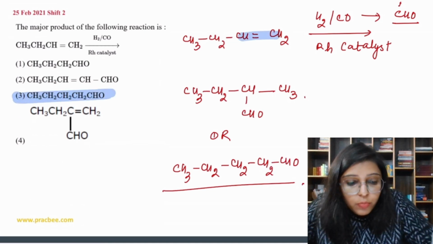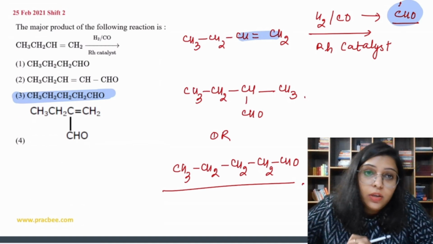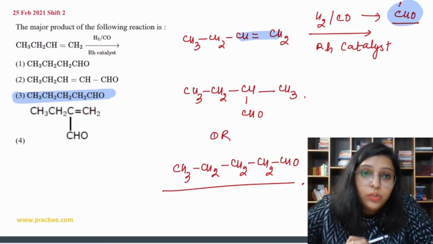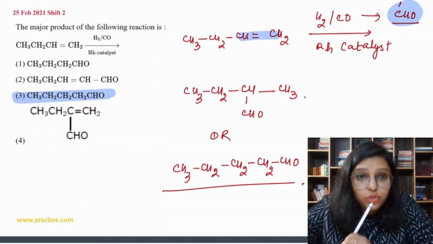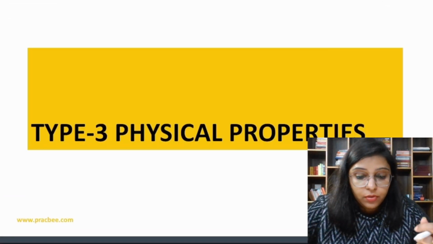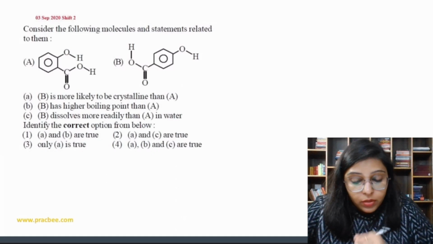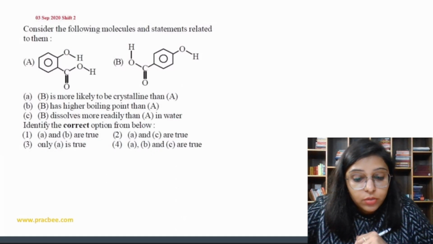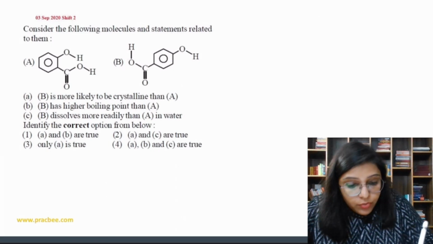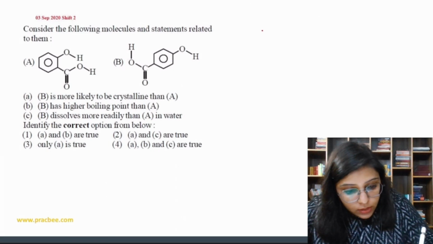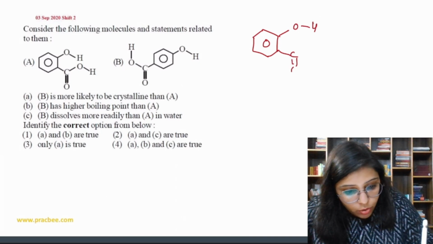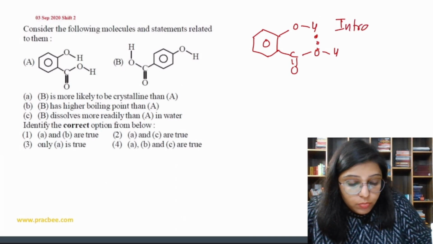Yani across the double bond you have to put CHO. Okay, across the double bond you have to put CHO group. Let's discuss next type of problem which is based on physical properties. So the first question is, consider the following molecules and statements related to them. So first is this one. We have OH, C double bond O and OH. So here we have intramolecular hydrogen bonding.